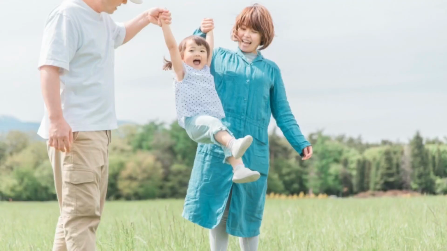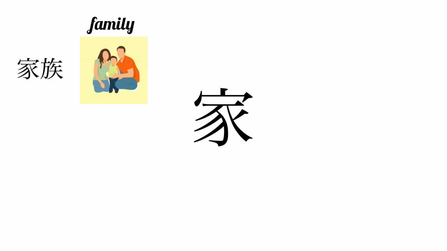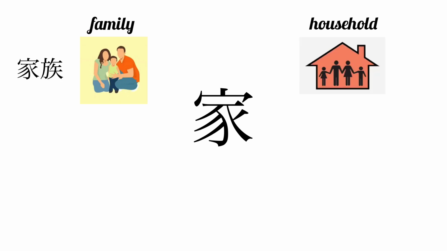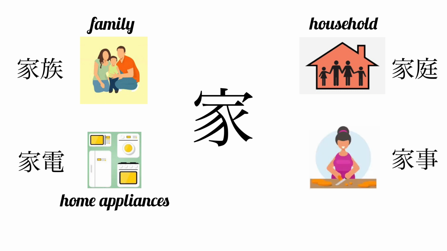Regardless of its origin, the kanji character 家 has evolved to represent the concept of home and family in Japanese culture. From traditional Japanese homes to modern households, the character continues to play a central role in Japanese language and culture.